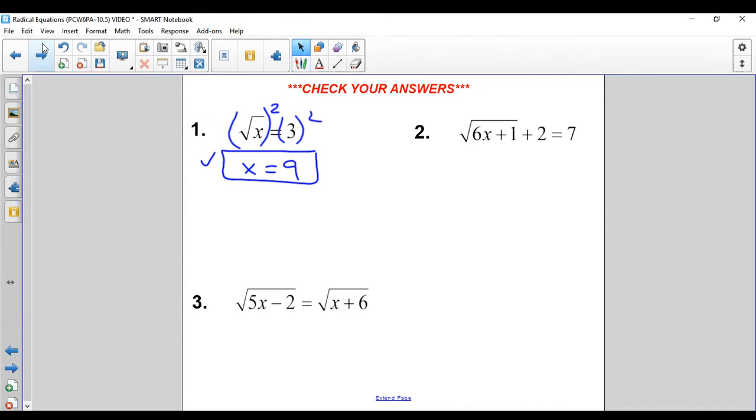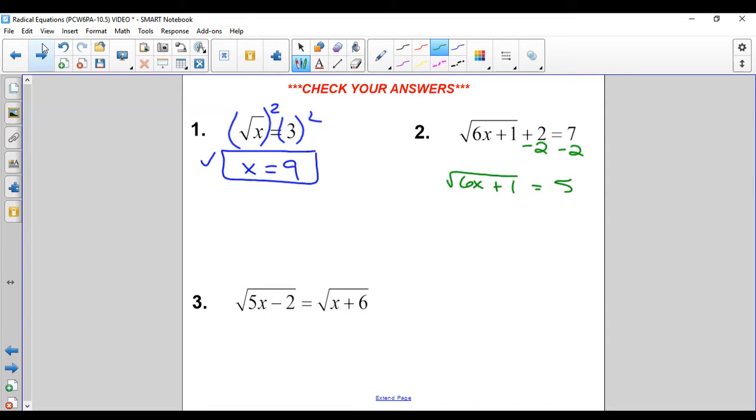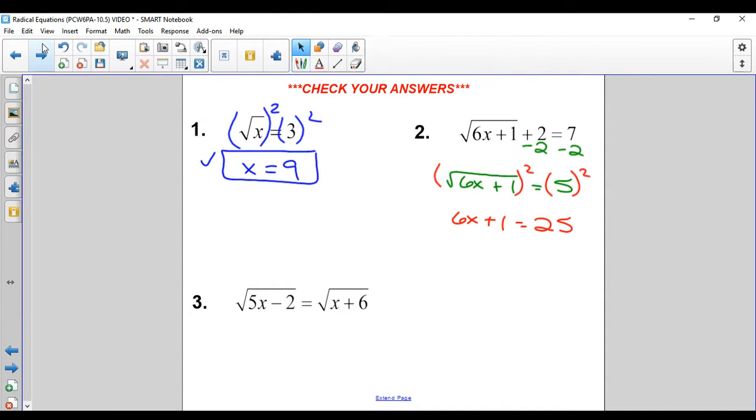Second one, you need to isolate the radical. So we need to subtract 2 from both sides. So we have the square root of 6x plus 1 equals 5. Square both sides. We get 6x plus 1 equals 25. Make sure you square that 5. Whatever's inside the radical just pops out.